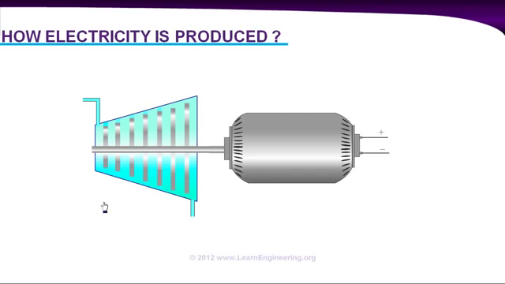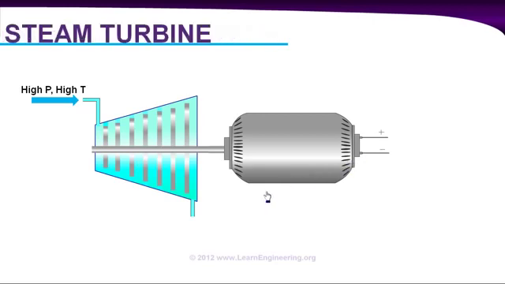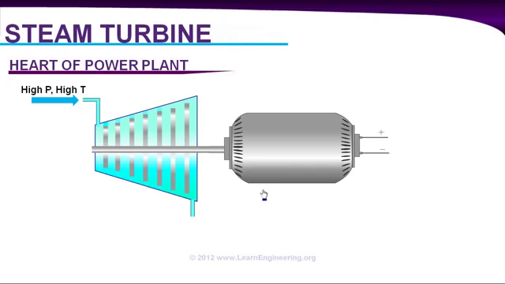The next question: how to rotate the blades of this turbine? The answer is this. Supply high pressure, high temperature steam at the inlet of the steam turbine. Thanks to the high pressure and high temperature of the steam, it can rotate the blades of this turbine, so you can generate electricity. You can consider the steam turbine as the heart of the power plant, which eventually absorbs energy from the fluid. So we have achieved our objective, we have produced electricity.